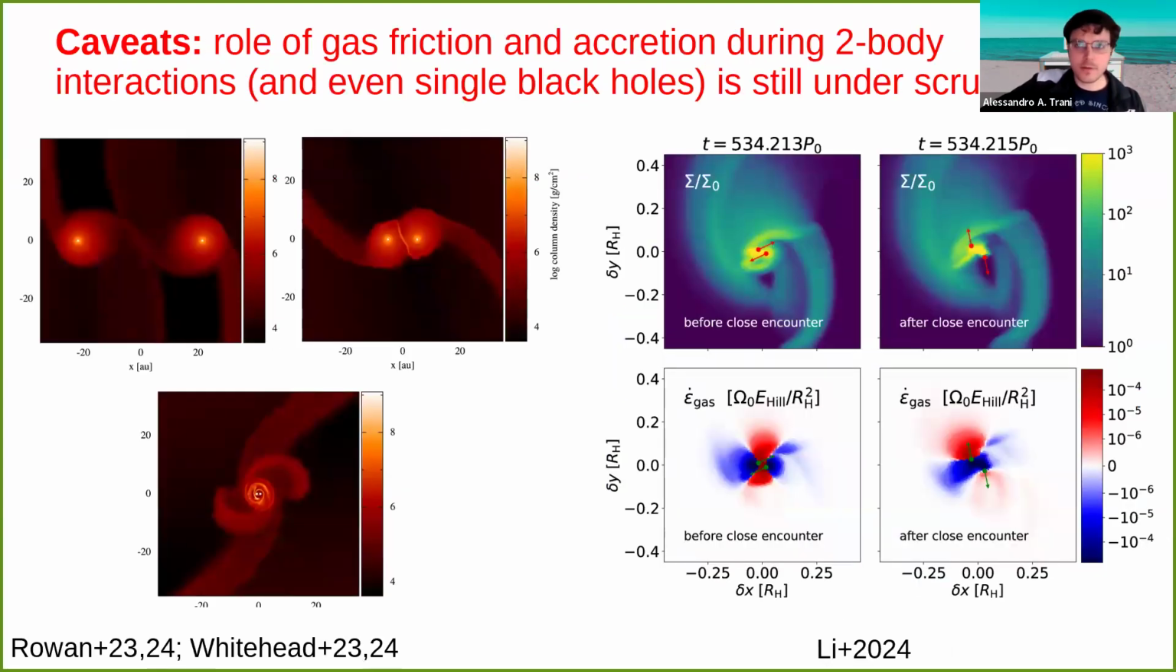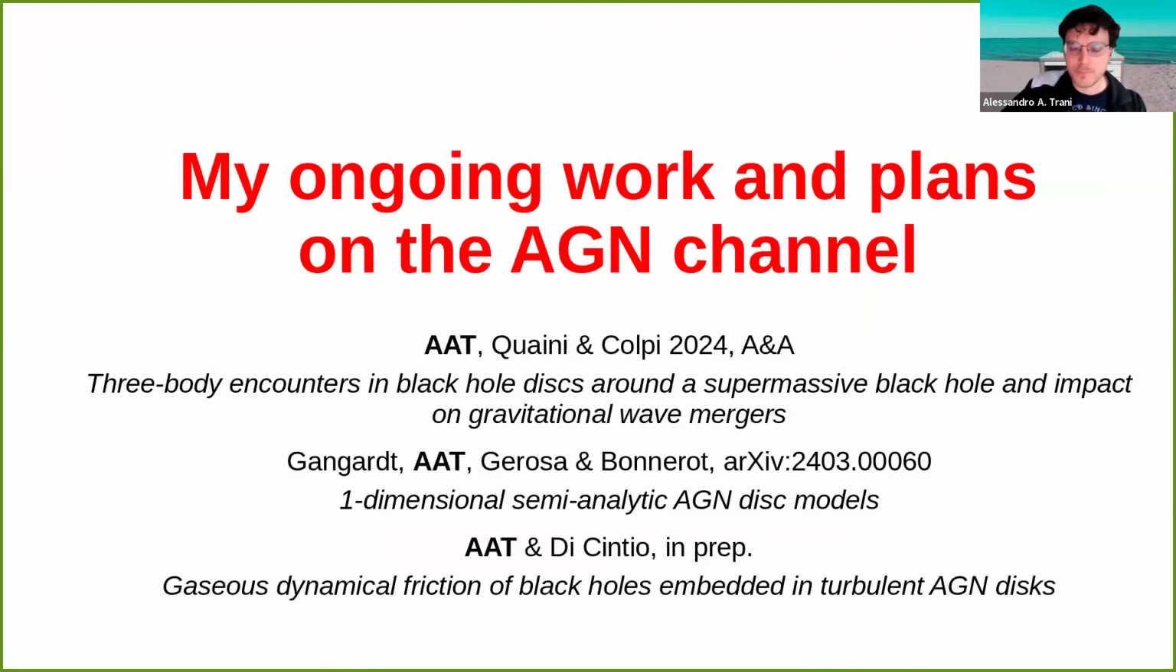Something that is still under scrutiny in these last couple of years is the role of gas-black hole interactions. This is still, I would say, unclear: how they affect the evolution of black holes. There is now some hint suggesting that they might actually accelerate and help the production of long-lived binaries if two black holes meet. But again, these are numerical studies with hydro simulations that depend on a lot of assumptions, so the results might change in the future.